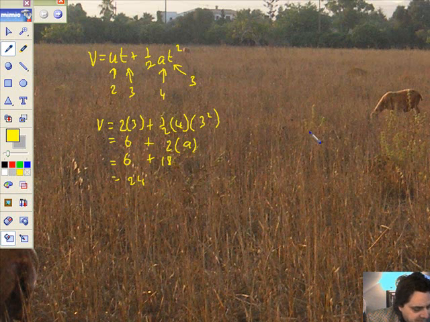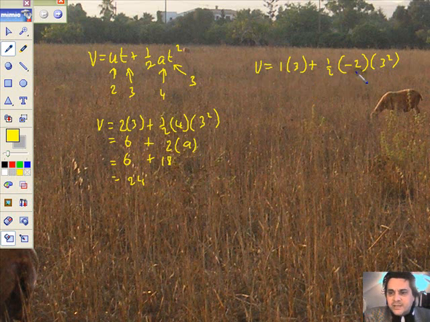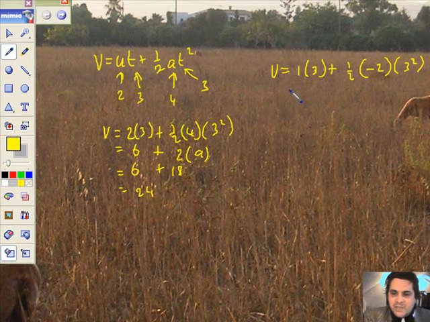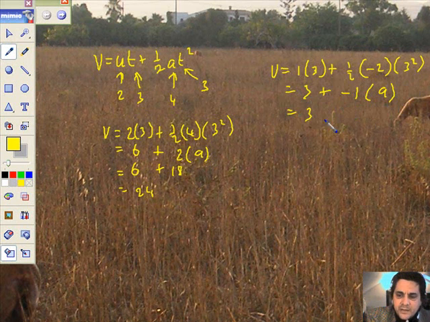Let's do a tricky one involving negative values. So this is question 12c. Same thing. v equals, now the u is 1 and the t is 3. ut plus half a, what's the a? Minus 2 times t squared, which is 3 squared. Now, little brackets just to parcel it off into little bits so you don't get too confused. 1 times 3 is 3, plus half of minus 2 is minus 1, and 3 squared is 9. Minus 1 times 9 is minus 9, so 3 take away 9 is minus 6. Done and done.